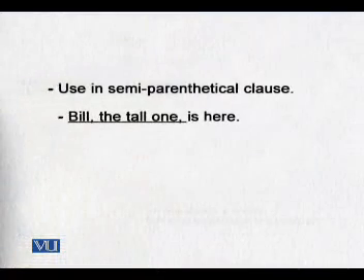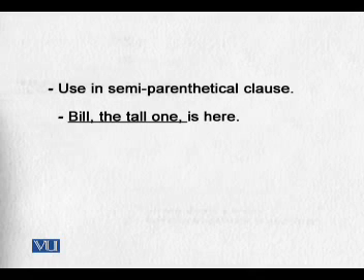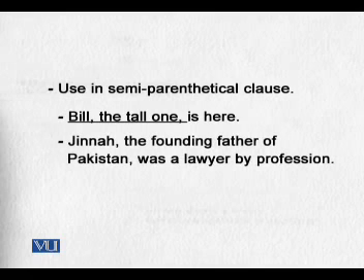Look, we call it semi-parenthetical. If it's a parenthetical clause, of course, we'll be using brackets. It's semi-parenthetical. In place of brackets, we are putting two commas. Like the example goes: Bill is here. Now we want to add extra information about Bill. So after Bill, we'll put a comma. Then will come the sandwiched part of the sentence. Again, a comma. And then the verb and the remaining elements. So the full-fledged sentence is: Bill, the tall one, is here. And the second sentence I've already read for you: Jinnah, the founding father of Pakistan, was a lawyer by profession. So this is how we use commas.